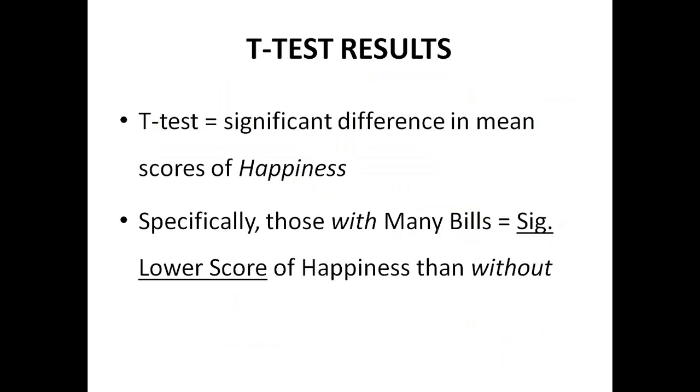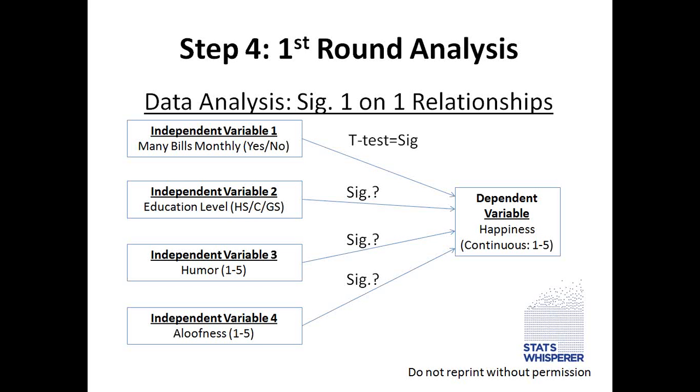The t-test results show there's a significant difference in the mean scores of happiness. Specifically, those with many bills monthly have a significantly lower score of happiness than those without many bills monthly. And then we can enter that in our map right here, like our outline. So you'll notice here we've gotten rid of the sig with the question mark here, and we put on the relationship line, the t-test says there's a significant relationship here between many bills monthly and happiness. Right? So that's the first part of our puzzle filled in.